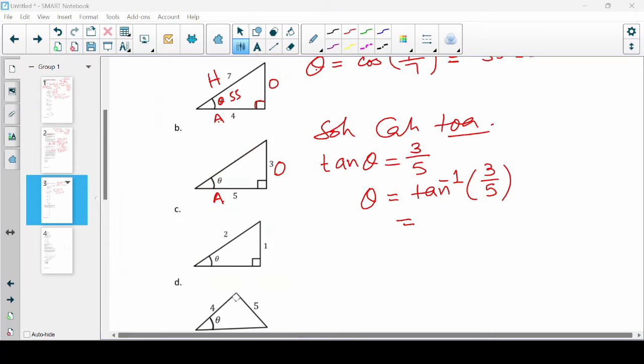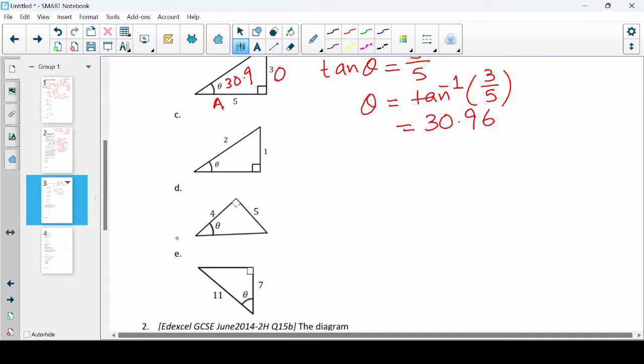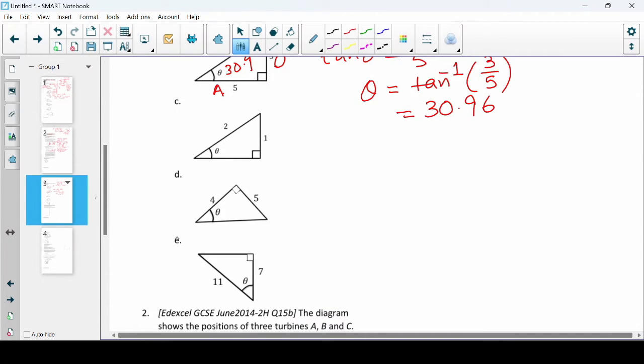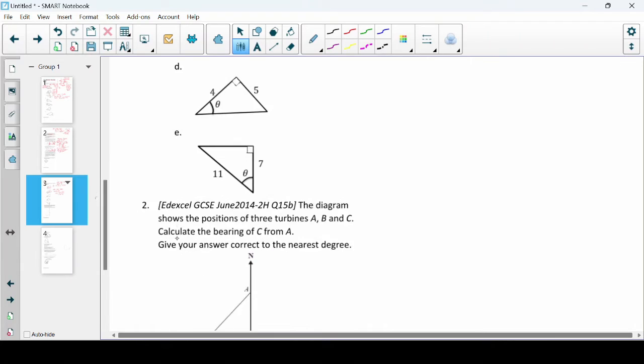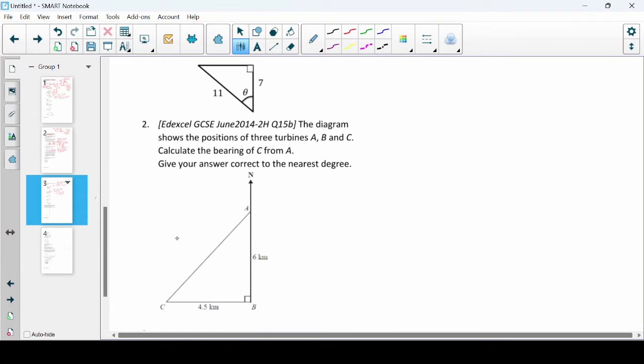So 30.96. So this is 30.96, the angle here, 30.96, or you can even write 31 if you want to round it to the next level. Okay, so we can always find this type of questions, and here is a word problem.